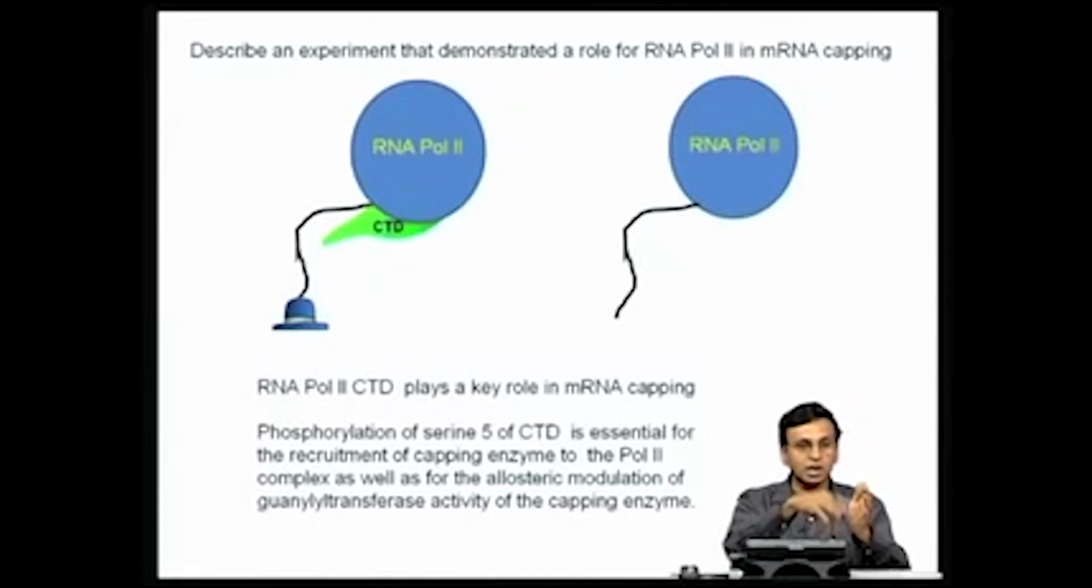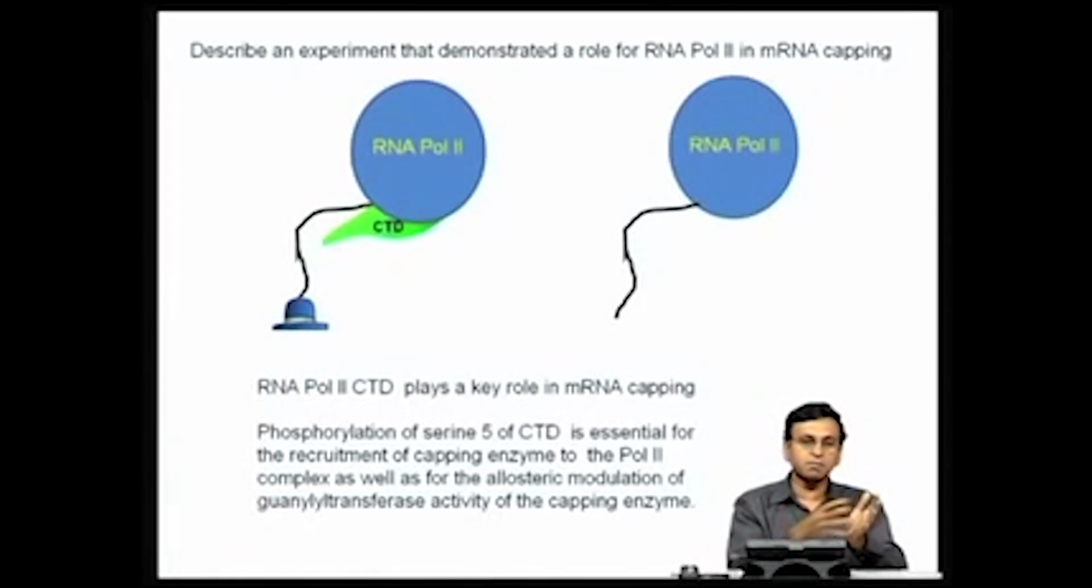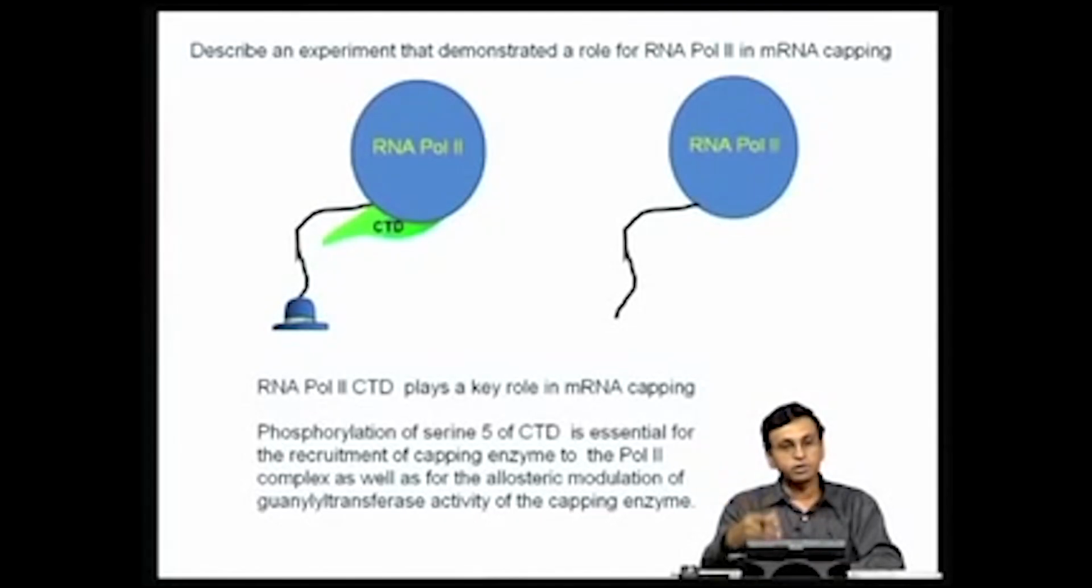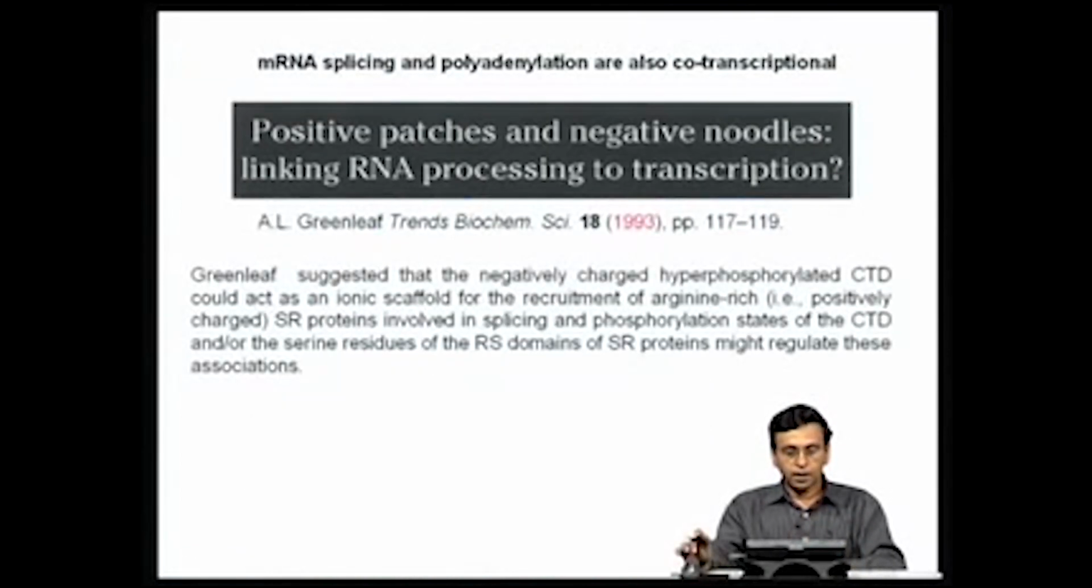It acts like a launching pad for all these enzymes, but it's not just that. It also has an active catalytic role. For example, in the case of capping, the C-terminal domain is not just serving as a platform for the assembly of these factors, but it actively enhances the rate of mRNA capping. So, it actually modulates the activity of enzymes involved in mRNA capping. It has a very active role in all these post-transcriptional processes, and mRNA capping is co-transcriptional. And mRNA splicing and polyadenylation are also co-transcriptional.